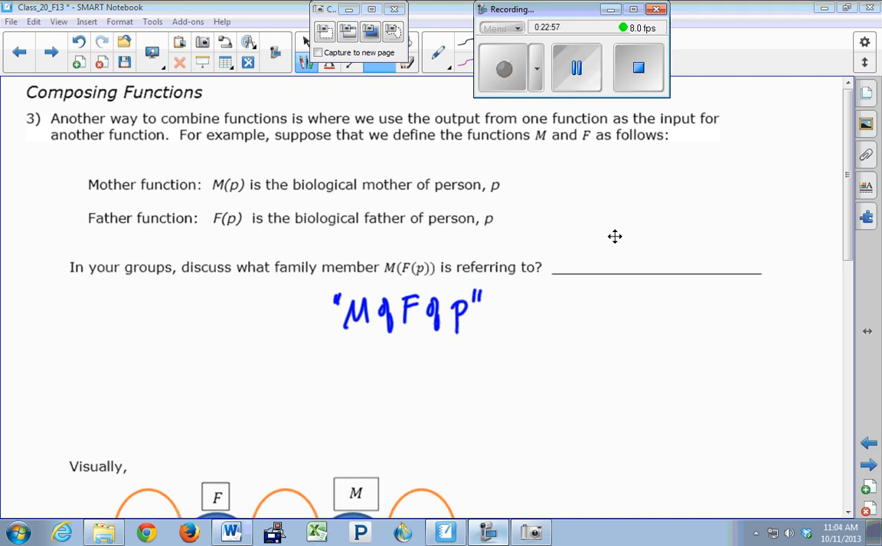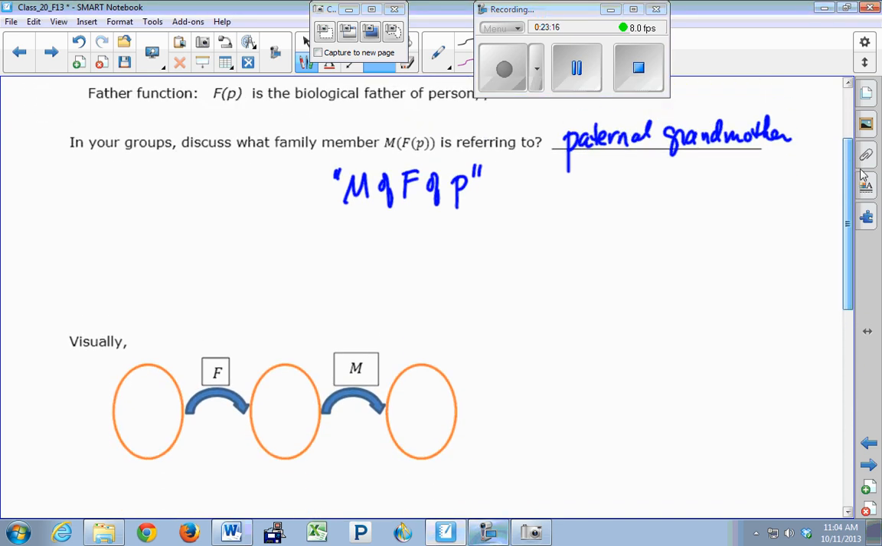Okay, so what did we come up with, Mary? The paternal grandmother. Paternal means on your father's side, right? Paternal grandmother. Okay, so let's try this with a person, and we'll do it visually here. Here's a little visual of M of F of P. We're going to pick Beth. Beth is going to be the input. She's a human being that's been born and is actually living, but you don't have to be alive to do this. So Beth, what's the father of Beth?